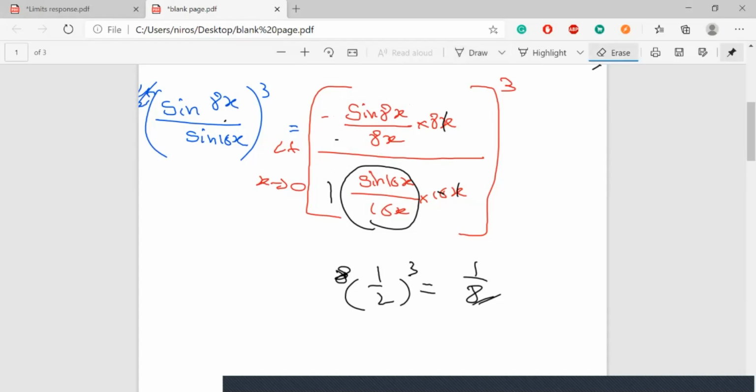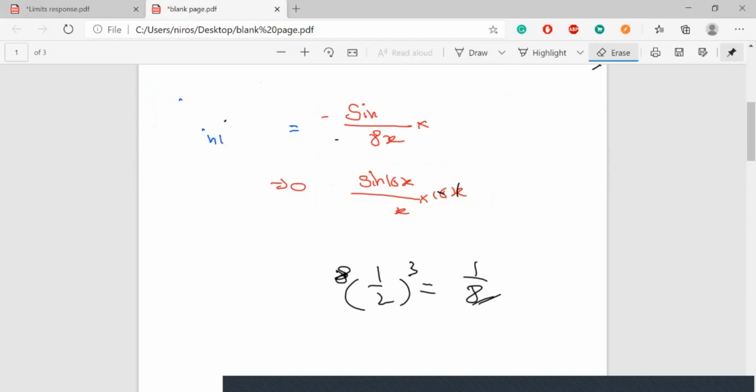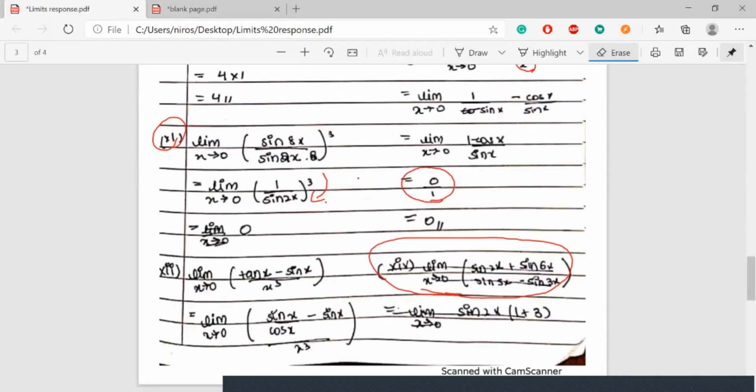The same question I gave for the 14th question. You skipped it. You didn't do the 14th question. Yes, I didn't understand that one, that's why I left it. It's the same type. Whatever the inside angle may be, just multiply and divide. You will get the answer.